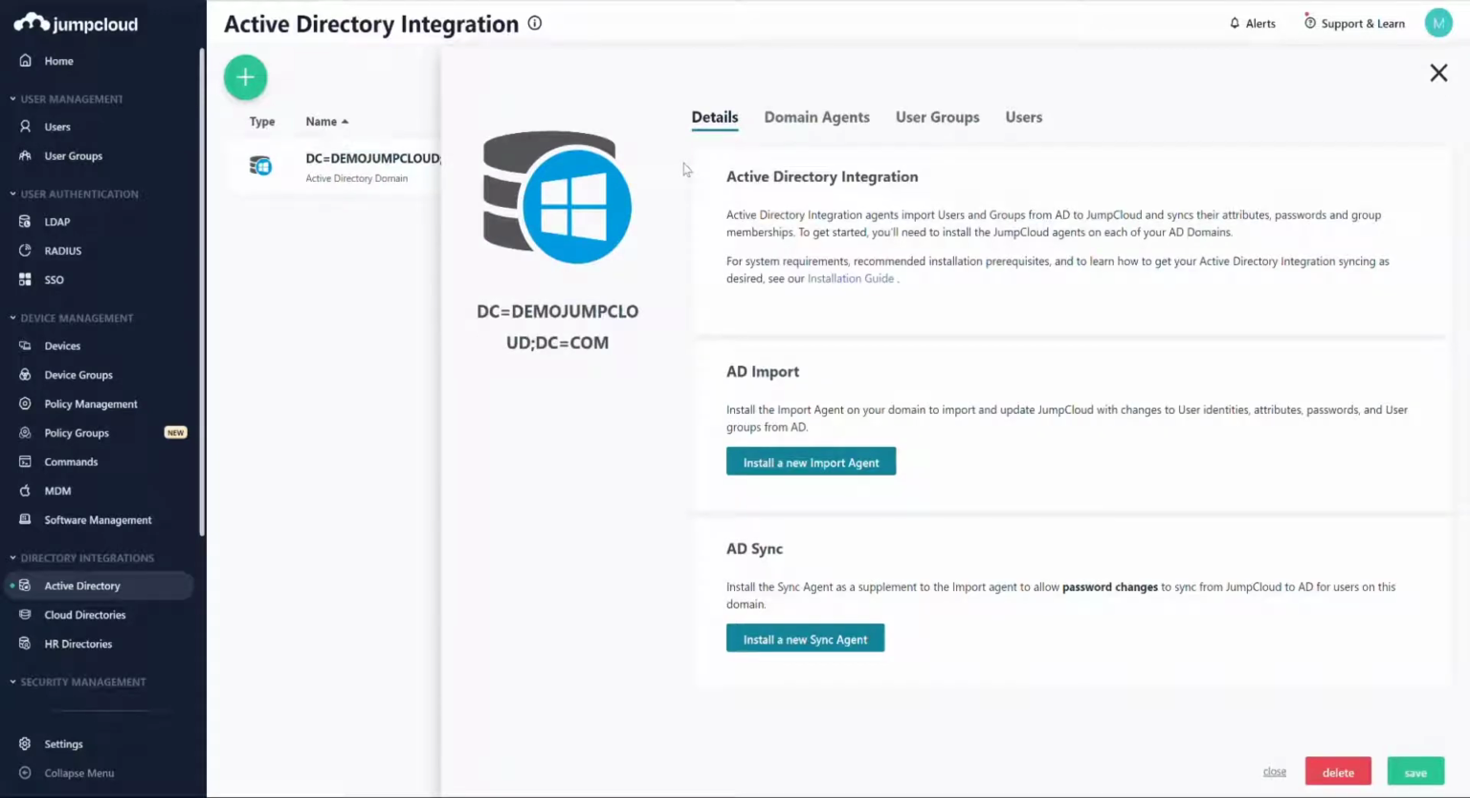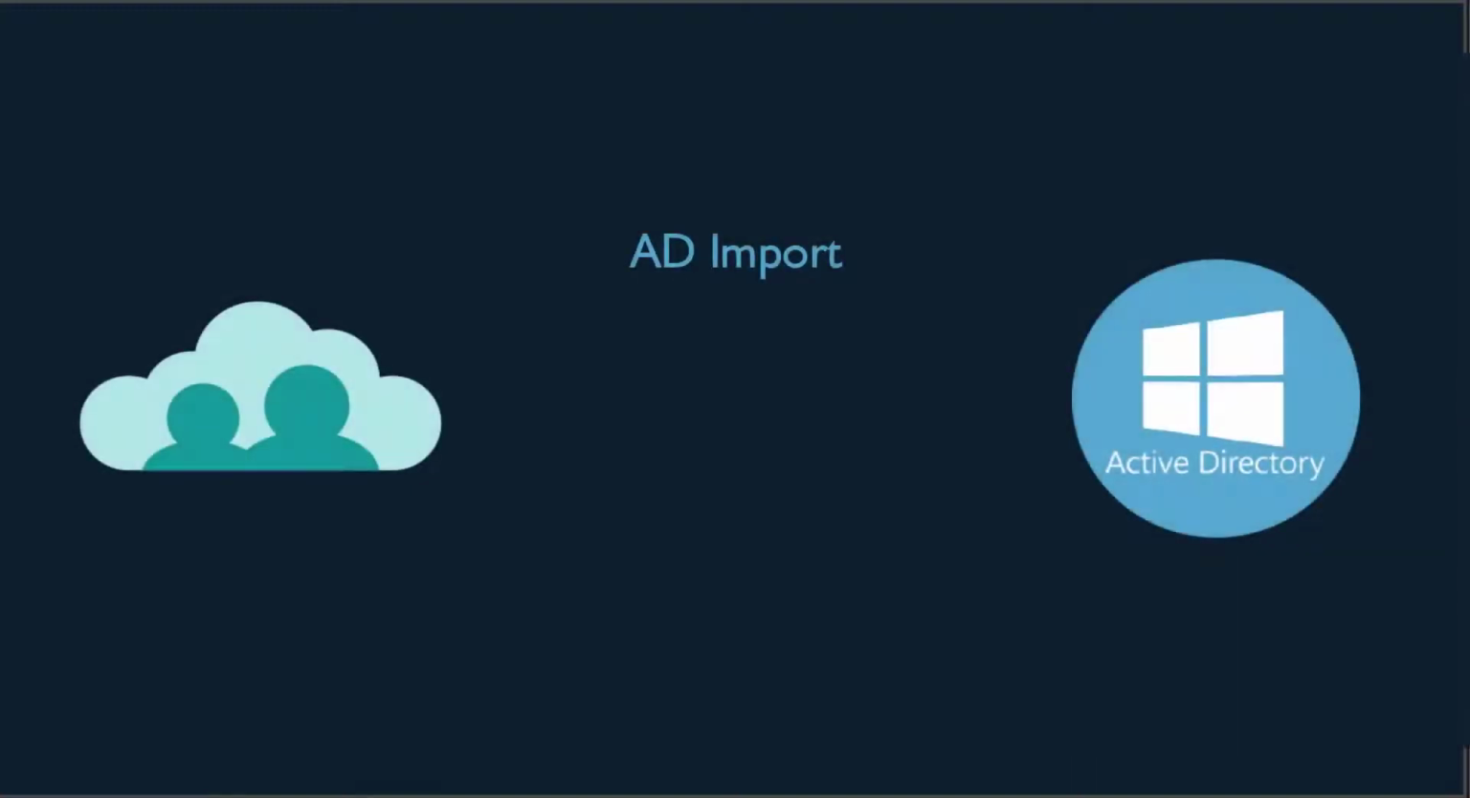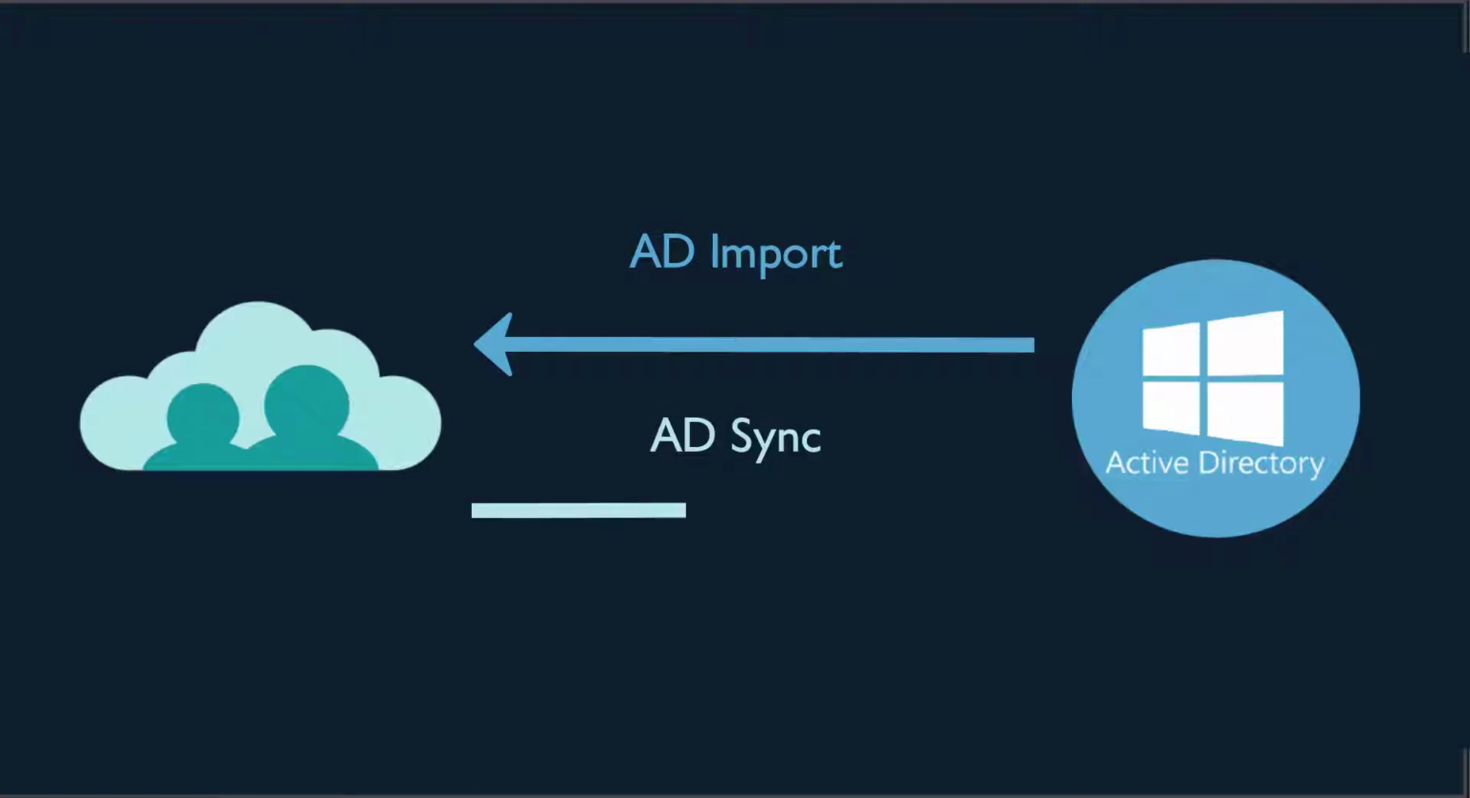A new window will appear from the right. Here you can see both the Active Directory import and Active Directory sync. The AD import agent pulls data from Active Directory into JumpCloud. For example, importing users and groups into JumpCloud so that you can provision users to JumpCloud resources like Mac systems, Radius, Auth, and SSO. The AD sync agent is responsible for sending data back from JumpCloud to Active Directory.